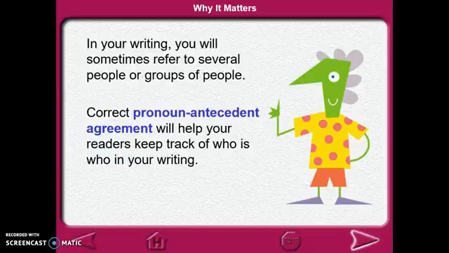Okay, in your writing, you will sometimes refer to several people or groups of people, so you need to make sure that you have the correct pronoun and antecedent agreement because it will help your readers keep track of who is who in your writing. Now, the worksheet that I gave you is specifically just pronouns and antecedents. It's not pronoun and antecedent agreement, which is something I'll give you some practice with in class tomorrow, and possibly a worksheet for tomorrow night as well.